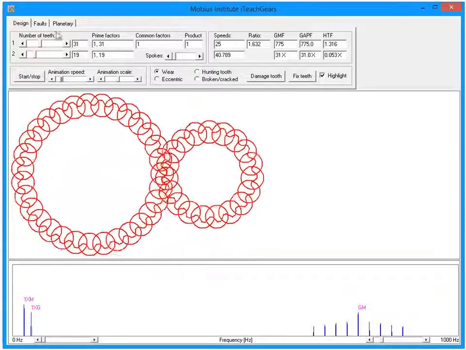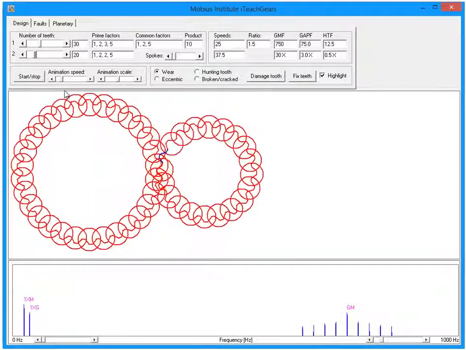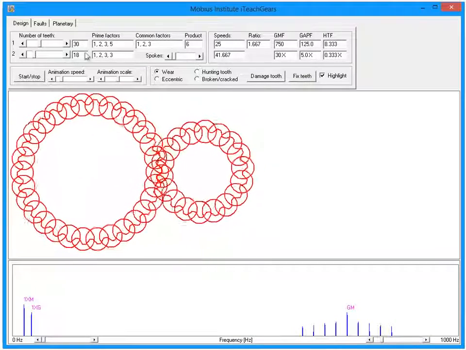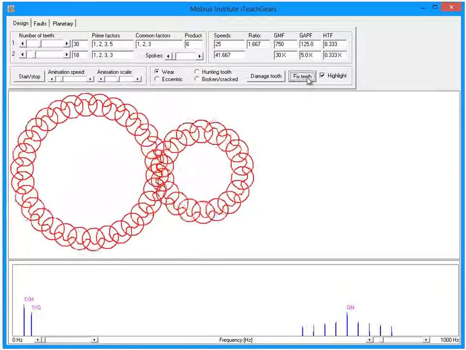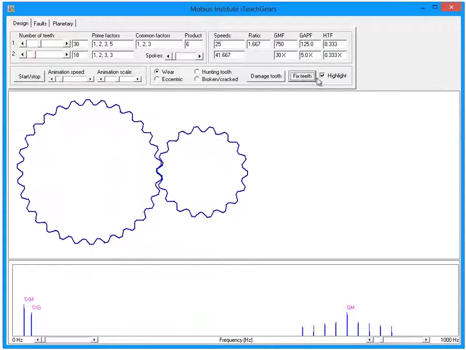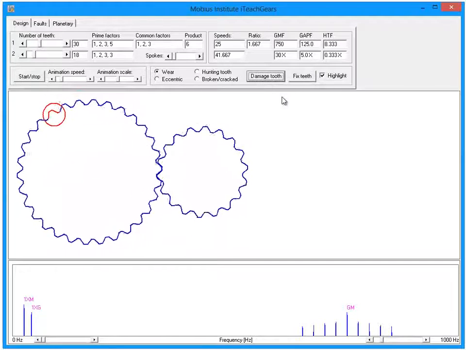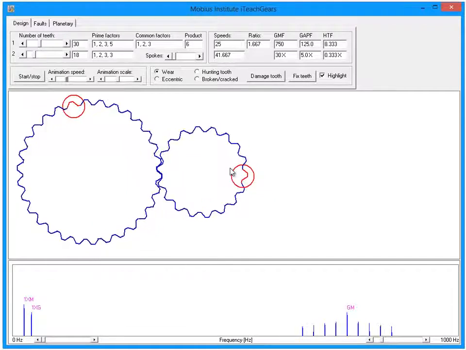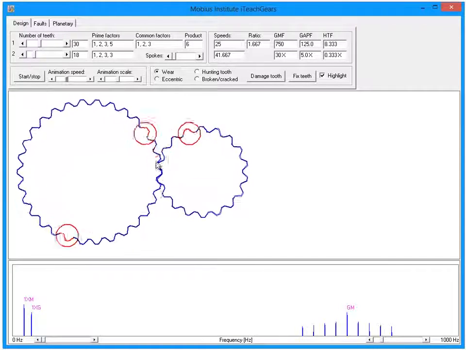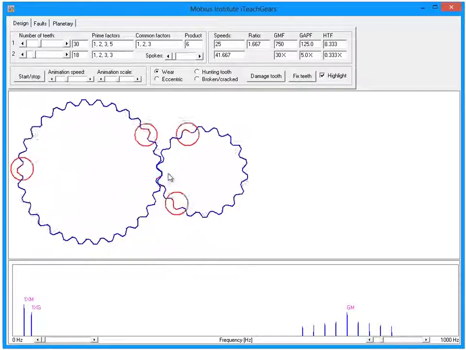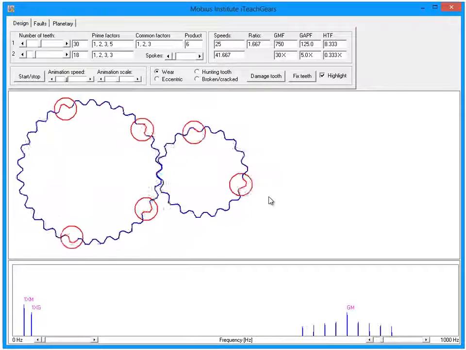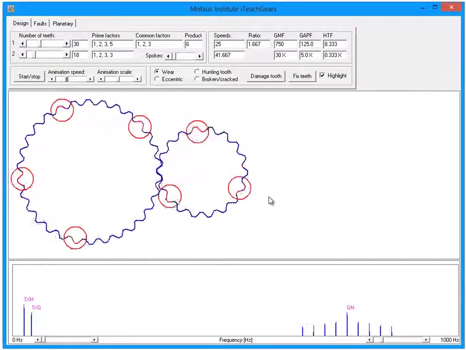Now let's look at a different situation. Now we're going to do something else. We've got 30 teeth on here and 18 teeth. What I'm going to do is fix the teeth, and we'll damage one tooth, and we'll just speed up the animation a little bit. So it damaged that one just a little bit, that damaged that one, that damaged that one, and so on.